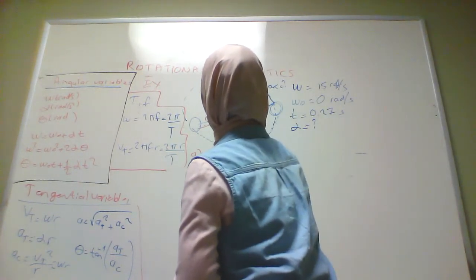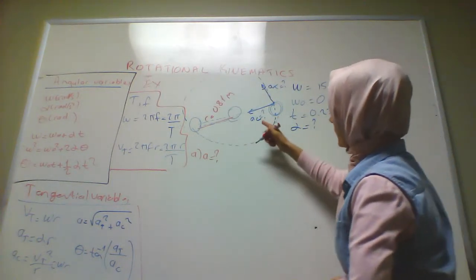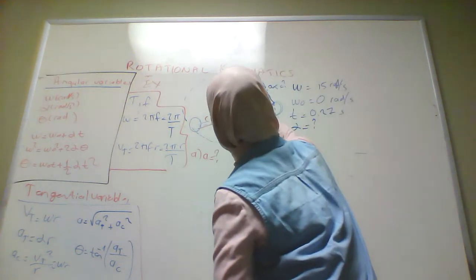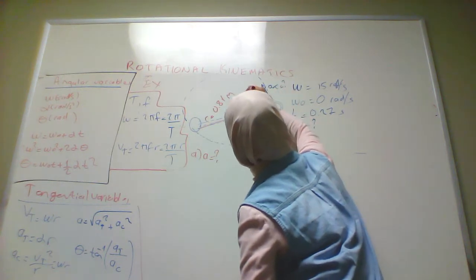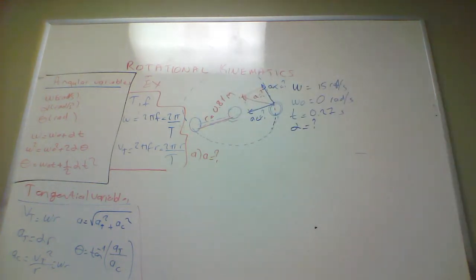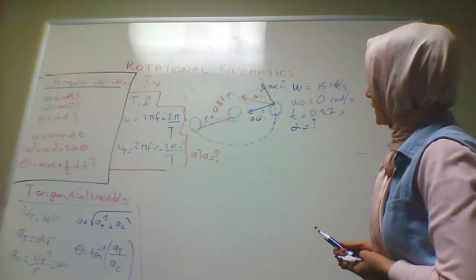Find the magnitude of total acceleration. Part A is asking us what is A. We're going to find AC, we're going to find AT, and add them up vectorially using the Pythagorean theorem to find what A is. That's what we are looking for in part A. Now, I don't know AC, I don't know AT.